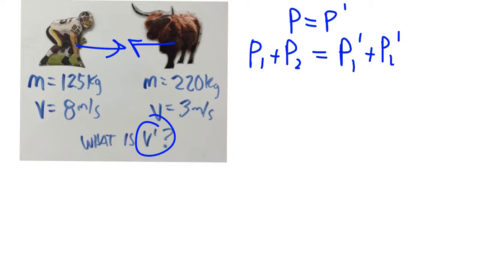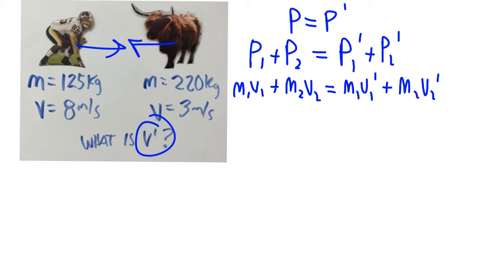Well, momentum is mass times velocity. So this is m1 v1, my momentum of the first object. m2 v2 is my momentum of the second object. Then I have m1 v1 prime. That's the momentum of the first object after the collision. m2 v2 prime is the momentum of the second object after the collision.